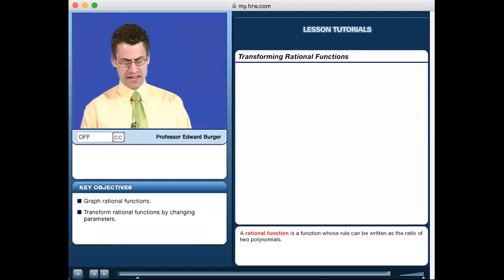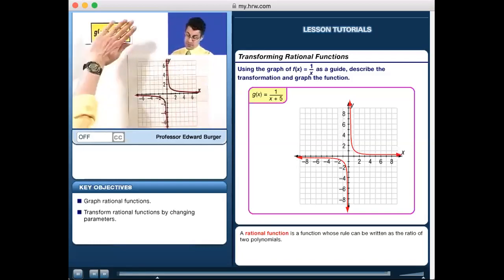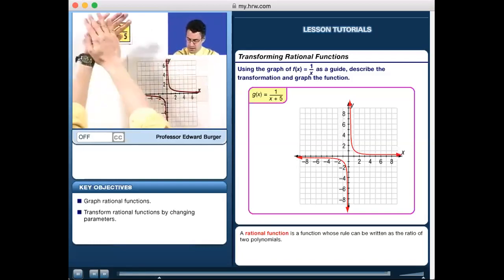All right, so let's take a look at the following function: g of x equals 1 over x plus 5. What I want us to do is graph this by first starting off with the parent function, y equals 1 over x. So y equals 1 over x, or f of x equals 1 over x, is graphed here. This is the graph of 1 over x. So it's not the graph of this. Don't look here.